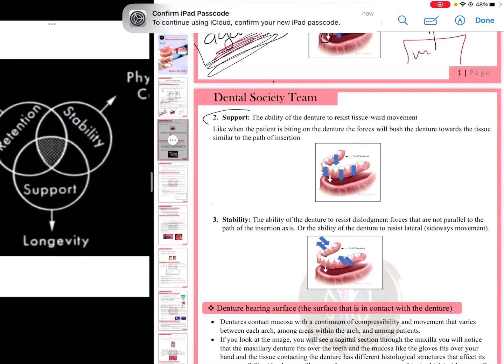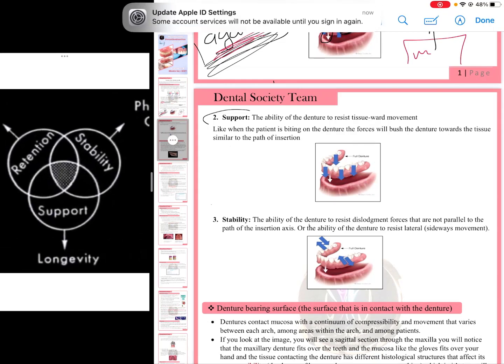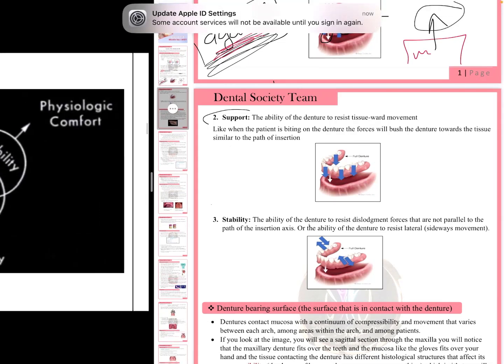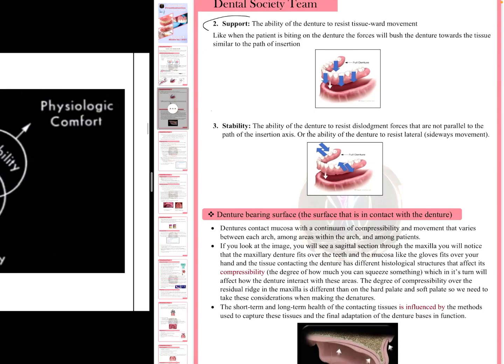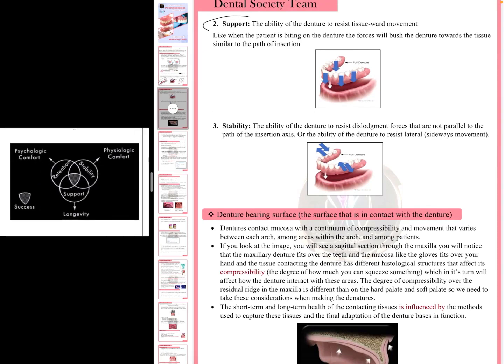So, for the stability, if the denture is stable, what will happen? It will give the patient psychological comfort, the ability to eat, the ability to speak. Imagine you are eating and there is something in your mouth moving left and right. You won't be able to eat. So it has to be stable. If I achieve the stability, the retention, the support, the psychological and physiological comfort and longevity, then I will reach the success. Achieving this principle will give me the success of my treatment.